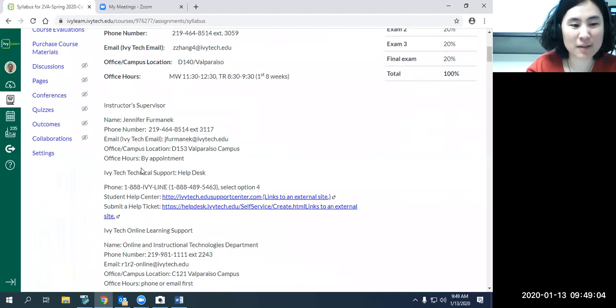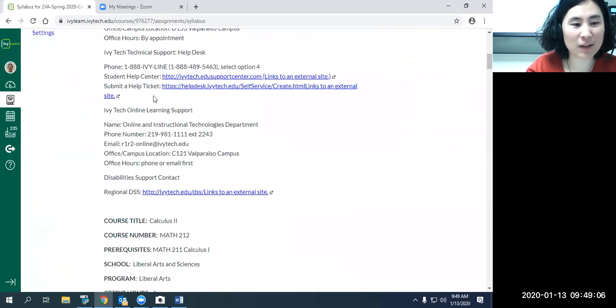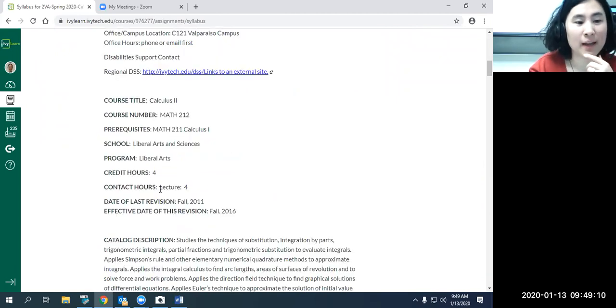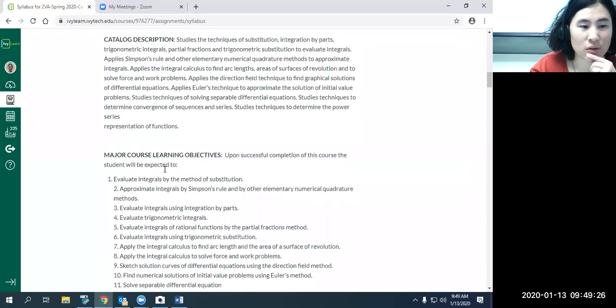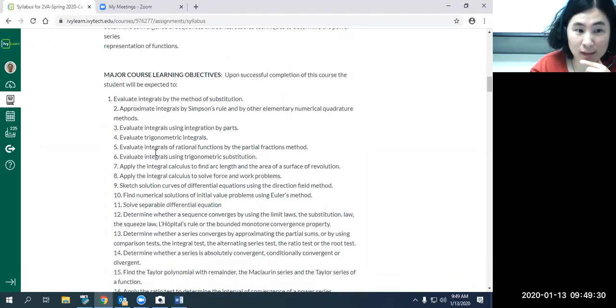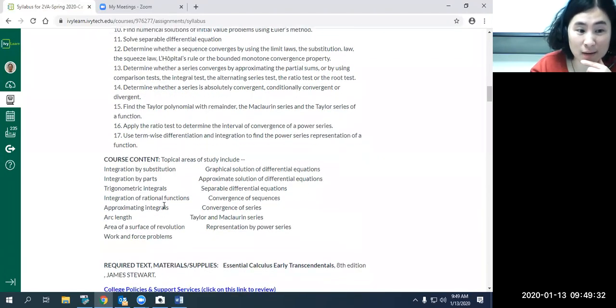My supervisor's information is there. You can always read through this information by yourself. This is a 4 credit hour class, and every Monday and Wednesday we meet from 9:30 to 11:15, so it's 1 hour and 45 minutes in class. These are the detailed information about what we will cover for this class. You can read through these by yourself.